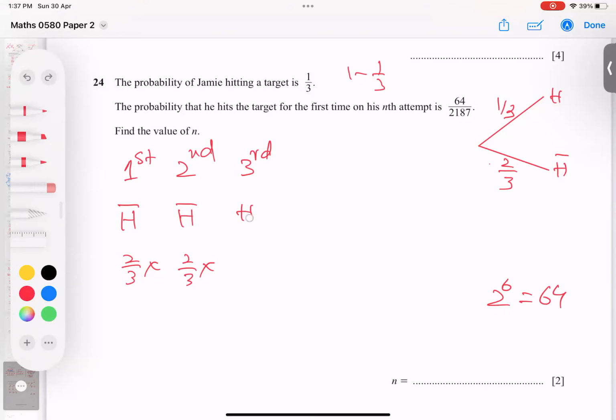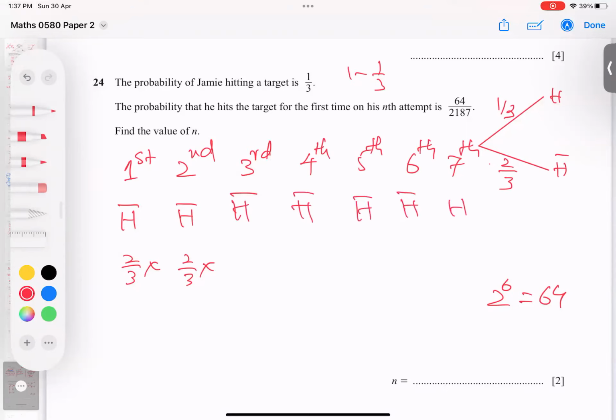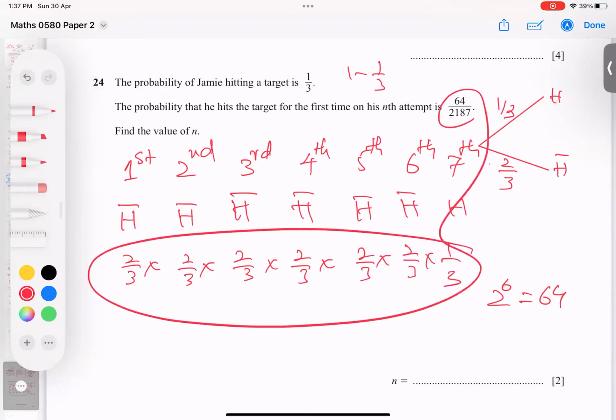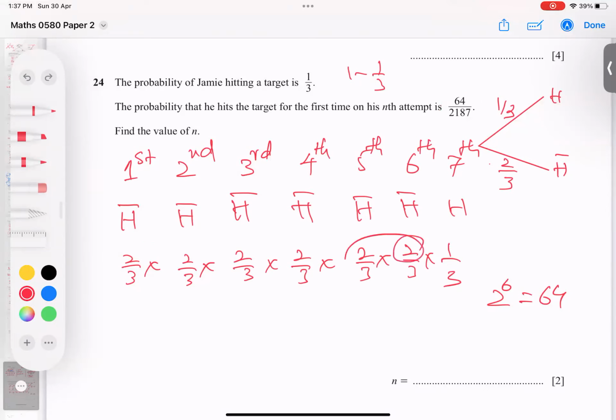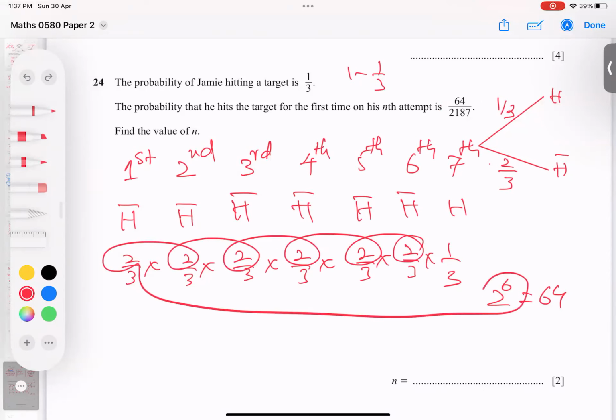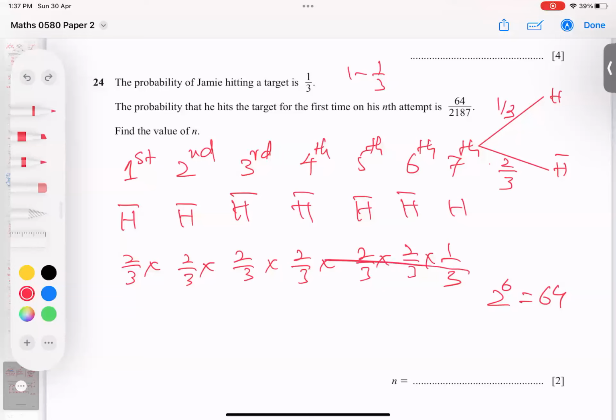It means 6 times, so it means fourth attempt, fifth attempt, sixth attempt, and second attempt. Not hit, not hit, not hit, not hit, and hit. And not hit is 2 by 3, 2 by 3, 2 by 3, 2 by 3, and 1 by 3. Now, if you multiply them, you must get this answer. Even 2 to the power 6, 64, matches first. Even 3 to the power 7, you check it, it matches. So it means seventh attempt.